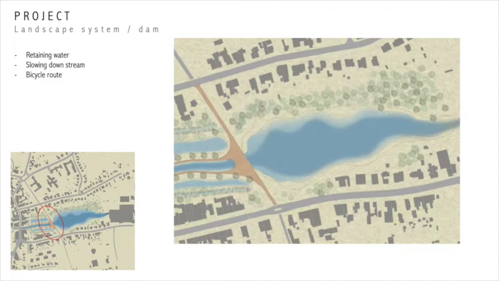The first part of this landscape-like system is a dam, and this will ensure that the water is slowed down and can be drained in a more controlled manner. In addition, it will also hold the water, and the dam will then become the final new bicycle route.